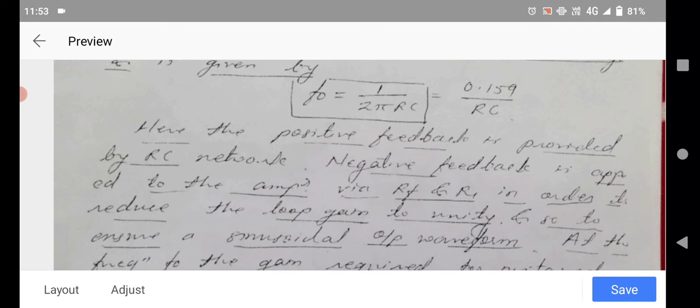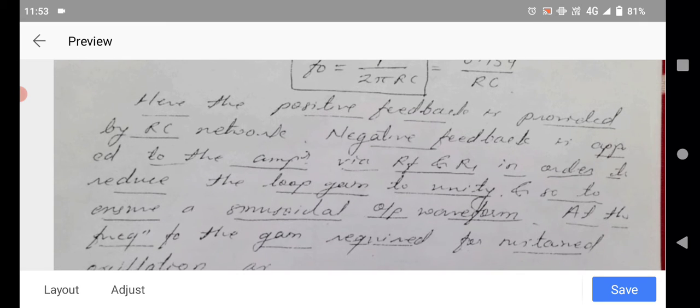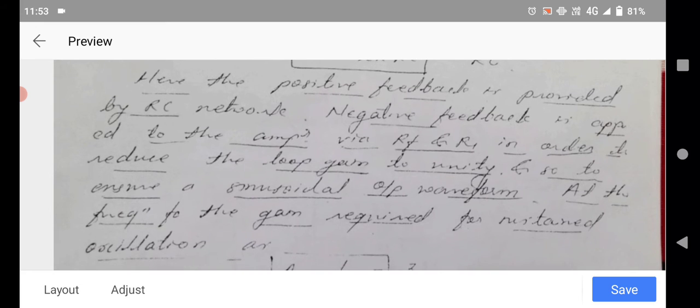Okay, so here the positive feedback is provided by the RC network. Positive feedback means the output is connected to the non-inverting terminal, that means the positive feedback is provided by the RC network. Negative feedback is applied to the amplifier via RF and R1. Positive feedback is provided by the RC network, and negative feedback is connected via the feedback resistor RF and R1 resistor in order to reduce the loop gain to unity.